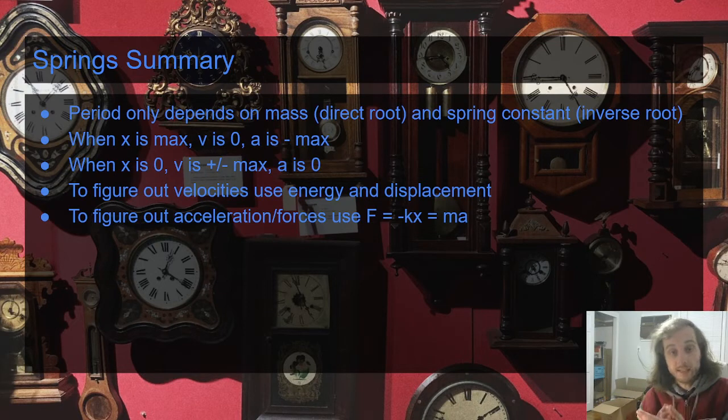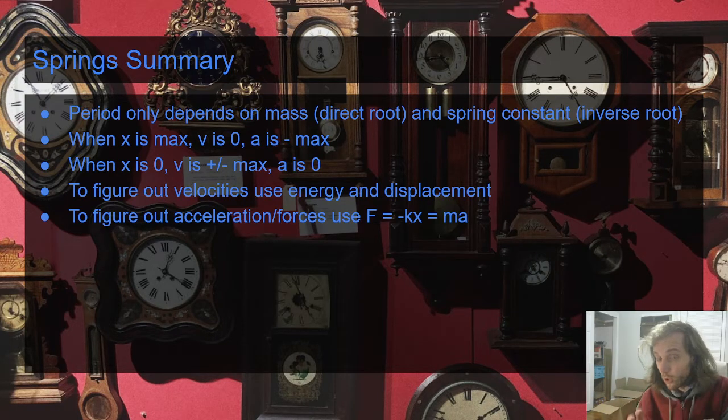When your x is at its maximum, your velocity is 0. When you're at that point as well, if it's a positive maximum for your displacement, your acceleration will be its negative maximum. When your x position is 0, your velocity is going to be either the positive or negative maximum, and your acceleration is going to be 0 as well, as will your force. Energies follow suit with those two things as well. You should hopefully be able to figure out the velocities using energy and displacement, and you should be able to figure out the accelerations and forces using force, and negative kx from a spring will equal mass times acceleration.